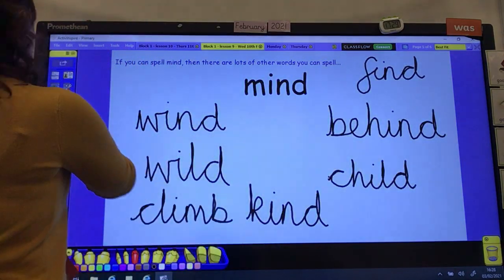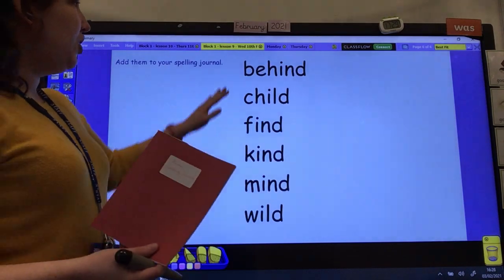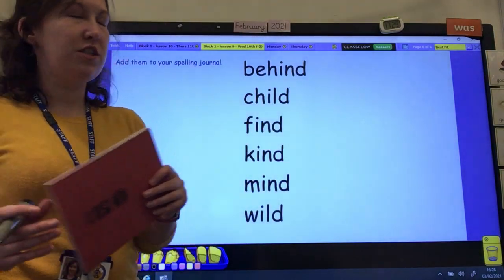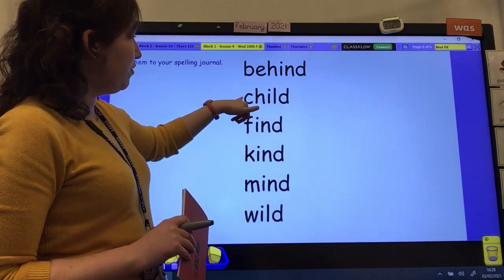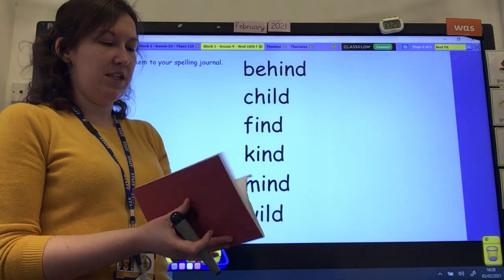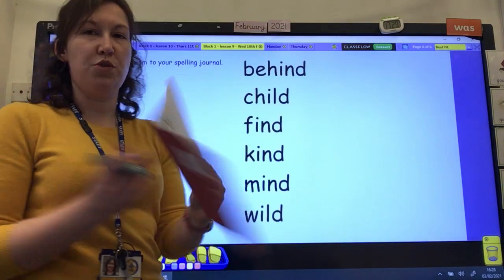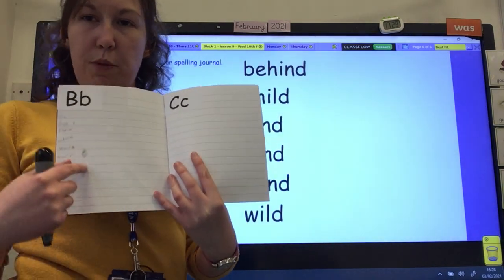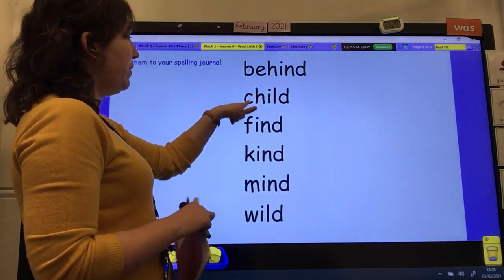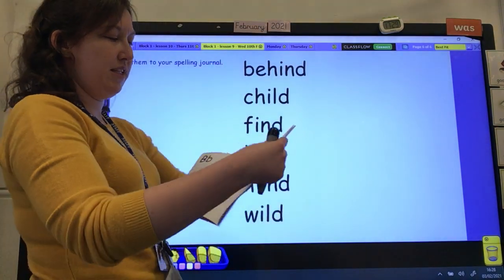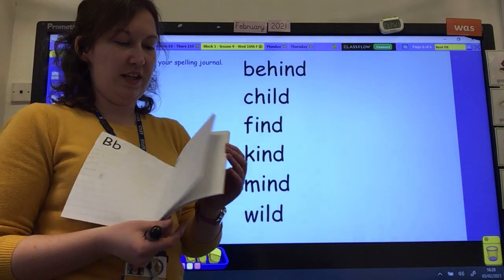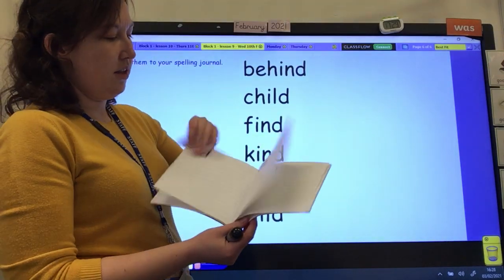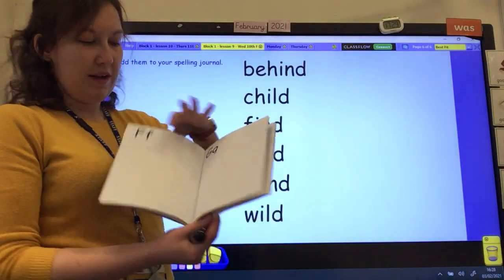So, can you add these words to your spelling journal? Now, remember, you need to look for the right letter. So behind begins with a B. So I need to find the page with all of the B words and I would pop it on there. Child begins with a C. So I need to go onto this next page here and add child. Find, you need to find the page where it begins with an F and add your words in.